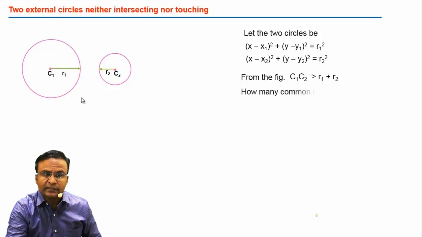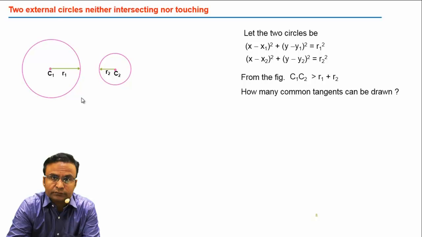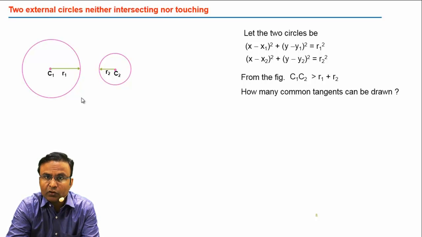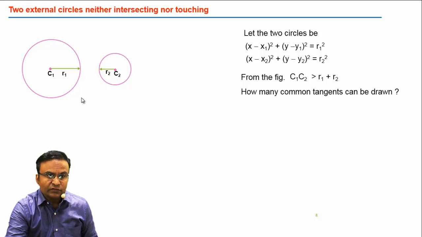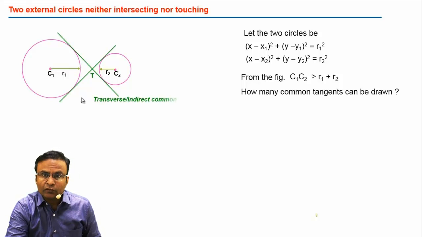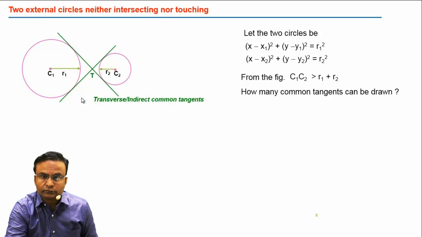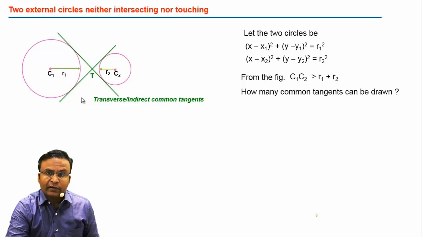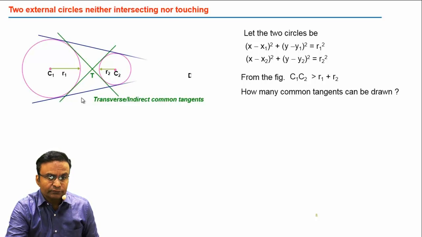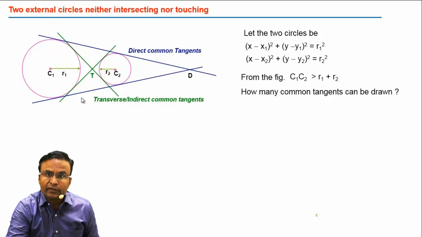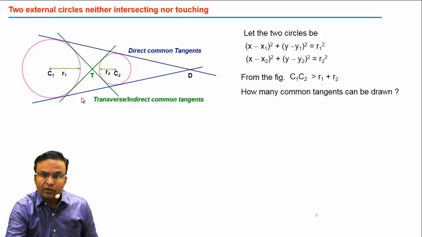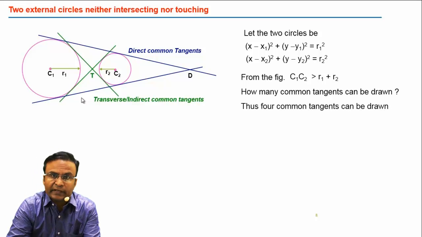Now, how many common tangents can be drawn to these two circles? For that we have this one cross. This is a set of common tangents. This set of common tangents is called transverse or indirect common tangents, which are intersecting at point T. We have the other two common tangents also, like this. These are called direct common tangents. So in all, we can draw four common tangents.